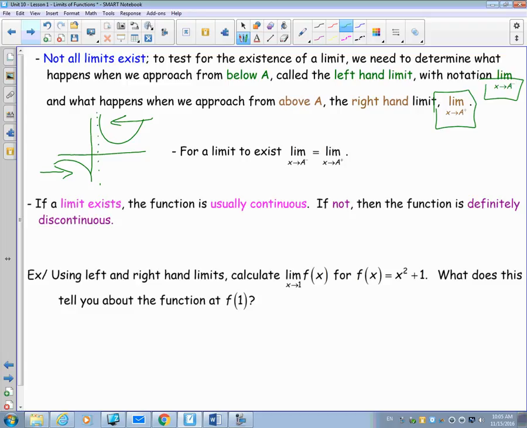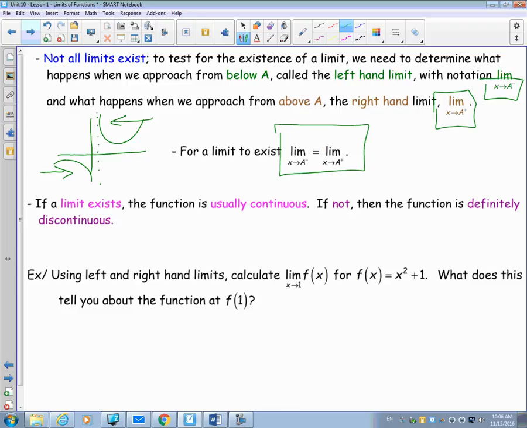For a limit to exist, to actually be able to calculate one, the left and right hand limits have to be equal to one another. If they're not, then that value doesn't exist, which actually tells us something about the function. If the limit doesn't exist, there's something weird going on there. It might be a hole, it might be an asymptote. There's something discontinuous about that graph. If a limit does exist, in other words, if your left-hand limit equals your right-hand limit, then usually the function's continuous, but not necessarily. We'll come across some situations where we see that.